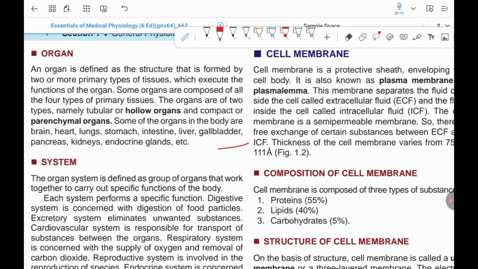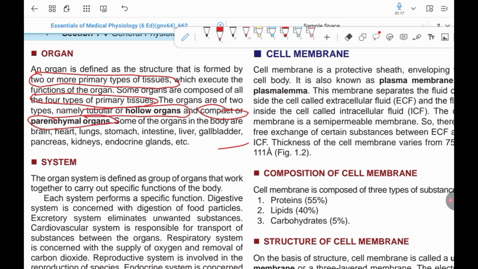Now, the organ. An organ is defined as a structure that is formed by two or more primary types of tissue, which execute the functions of the organ. Some organs are composed of all four primary types of tissue. The organs are mainly of two types. It is important: tubular or hollow organs, and compact or parenchymal organs.